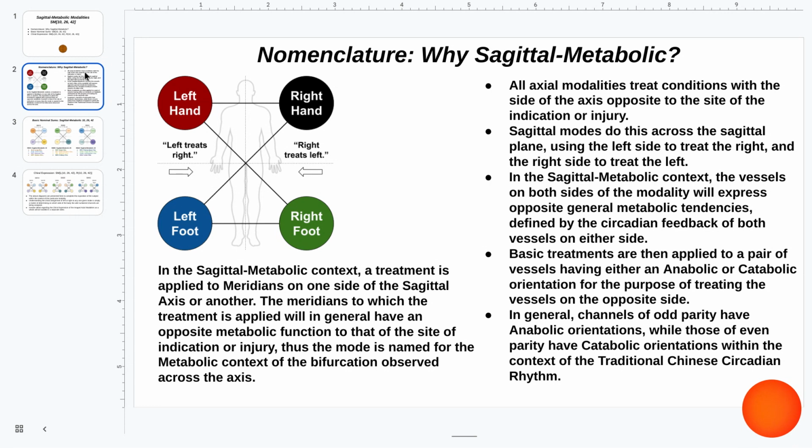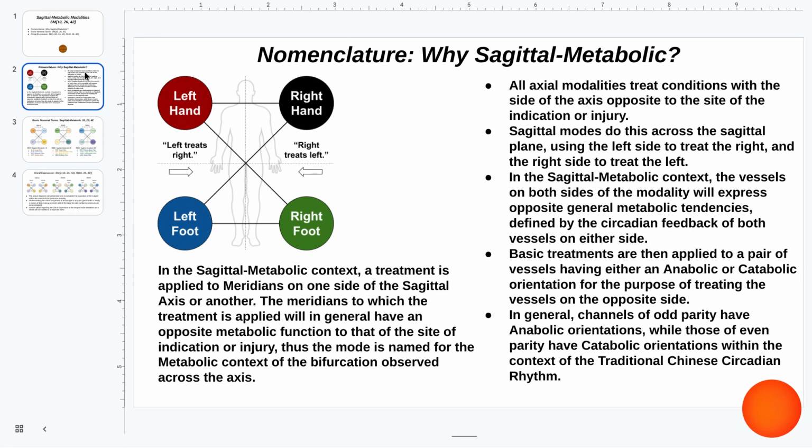For the purpose of reinforcing the academic values given, a reading of the description found on the slide detailing the motives for the nomenclature will be provided here. The caption for the diagram found on the lower left-hand side reads as follows. In the sagittal metabolic context, a treatment is applied to meridians on one side of the sagittal axis or another. The meridians to which the treatment is applied will in general have an opposite metabolic function to that of the site of indication or injury. Thus, the mode is named for the metabolic context of the bifurcation observed across the axis.